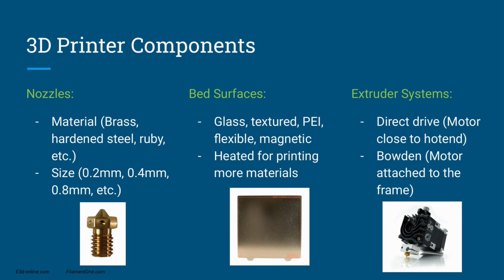Also, there's a system called Bowden, which is where the motor is attached to the frame. So the motor, a heavy part of the hot end, is placed on the frame of the printer, and there's an actual tube that goes into the hot end. That means there's less weight on the actual hot end that's moving around and printing the object. So with less weight moving around, you can actually print a little bit faster than you could with a direct drive system.